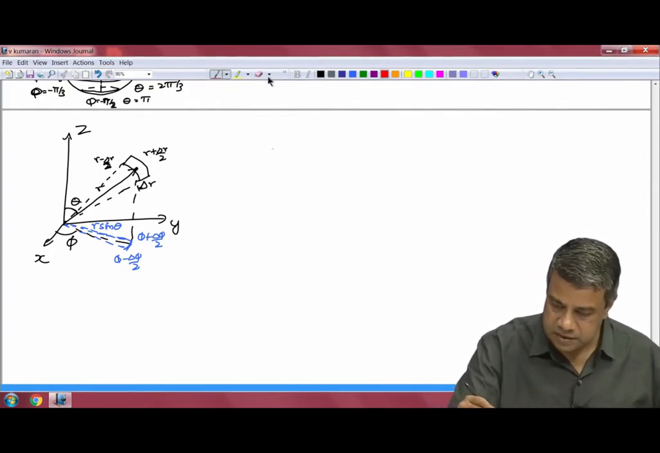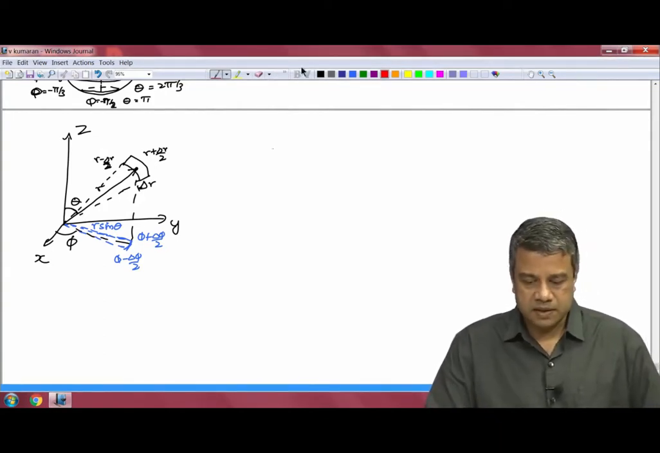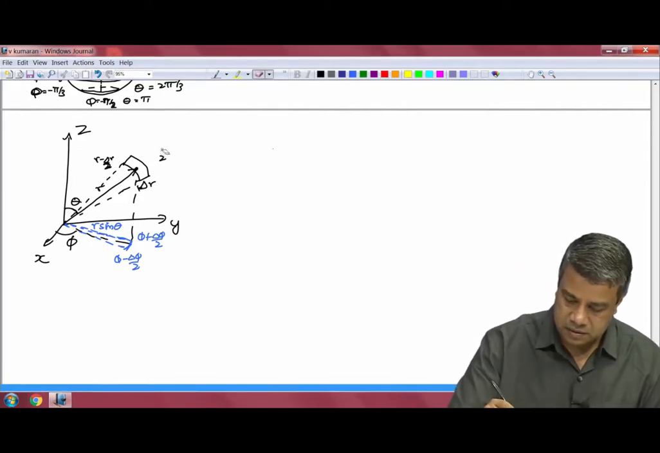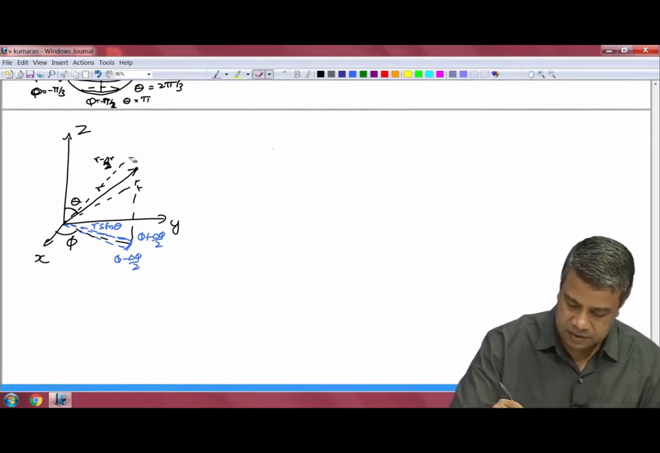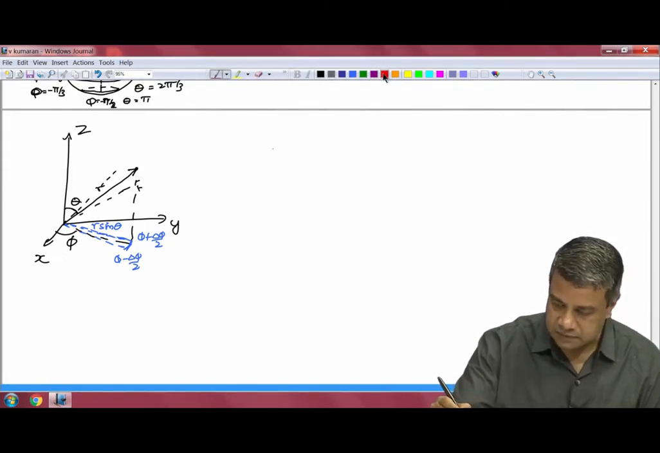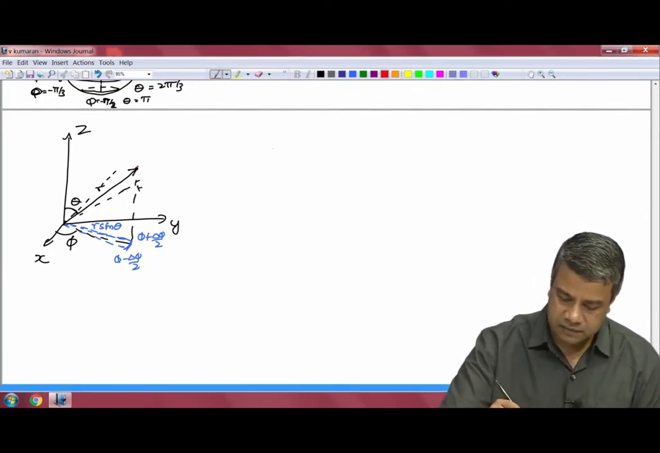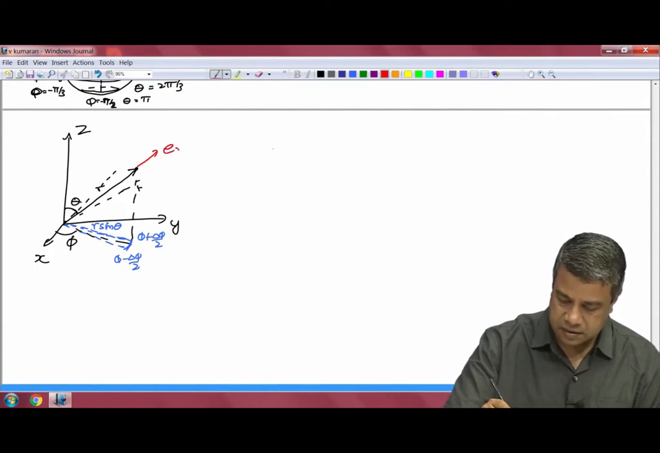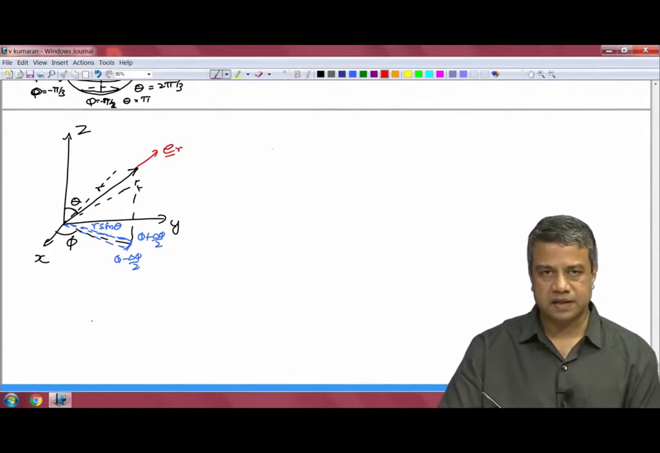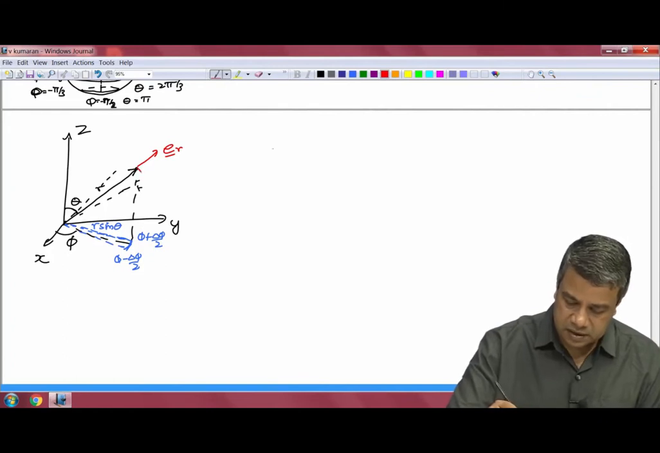There are 2 surfaces that are perpendicular to the r direction. Before I proceed, let me just also show you what the unit vectors are in this case. In this case, the unit vectors are vectors in the direction of increasing coordinate, which means that the unit vector in the r direction, e_r, is in the direction of increasing r. Unit vector in the theta direction is in the direction of increasing theta.